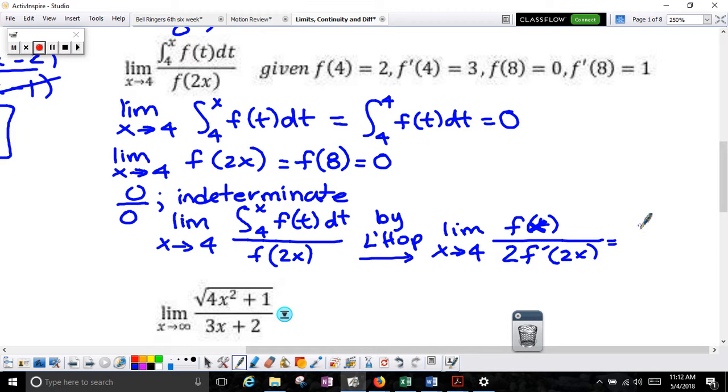Let's plug in. We get f of 4 in the numerator. And do we know f of 4? Yes, that's 2. Okay, in the denominator, we have 2 times f prime of 4. F prime of 4 is 3. And so we get a limit of 2/6. We can reduce, not necessary though.